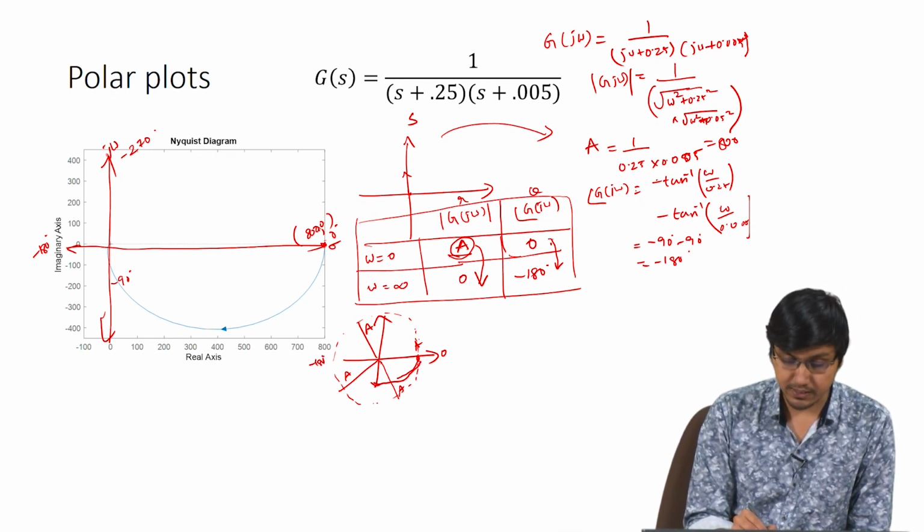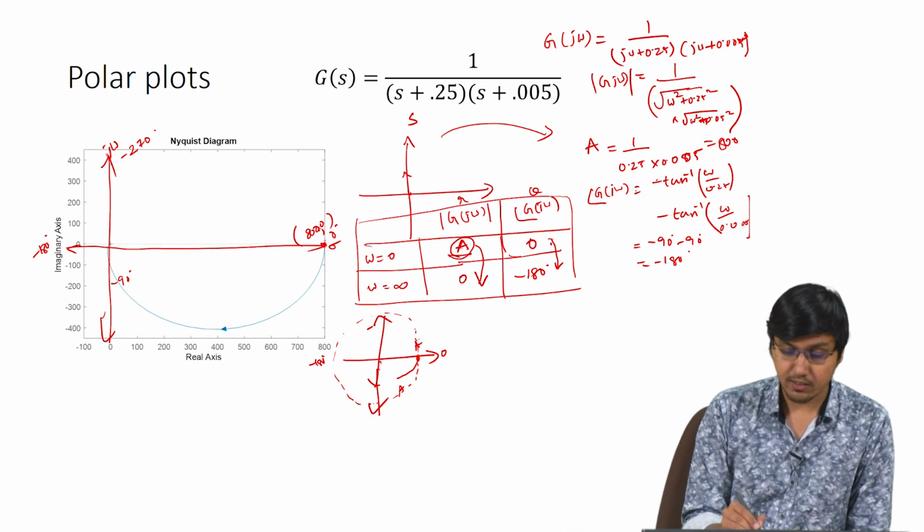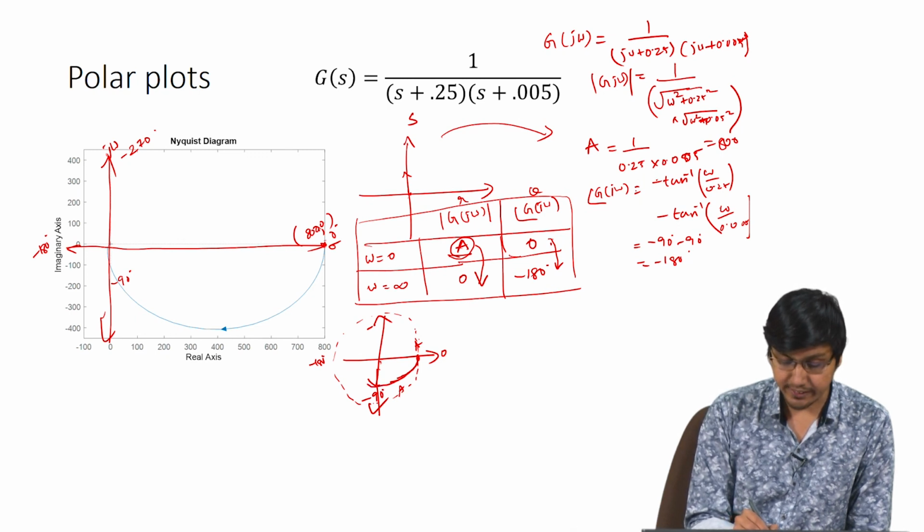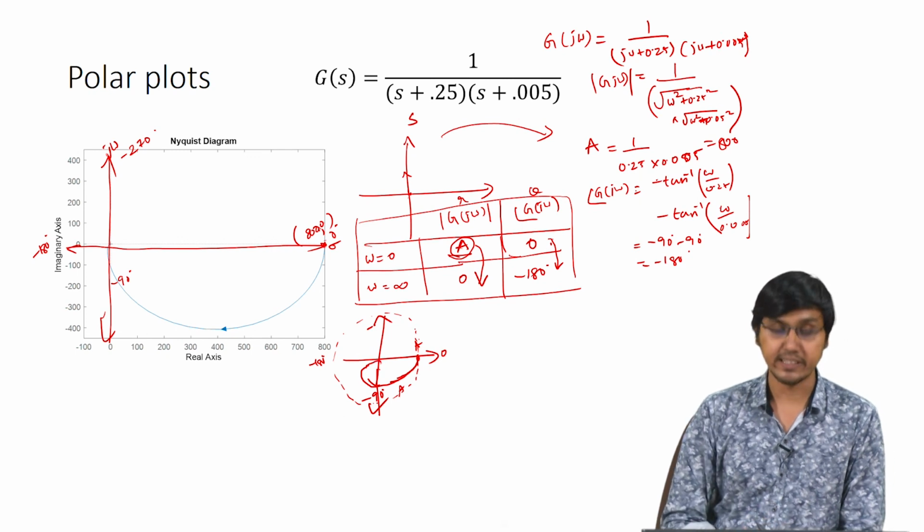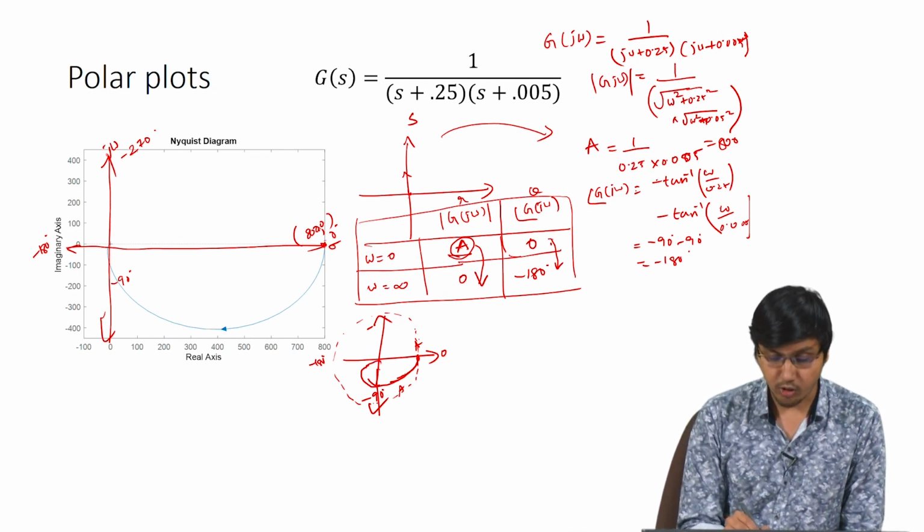So basically it comes, and maybe I will remove all this, yeah, now this is better. So the magnitude decreases, and the angle also changes to minus 180 degrees. So towards going to 0, the angle becomes close to minus 180 degrees. So this is how you draw the qualitative plot.